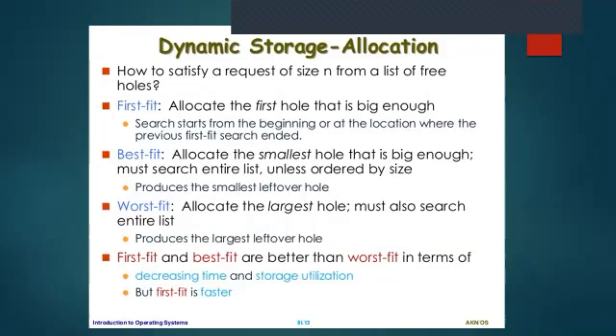Best fit: allocate the smallest hole that is big enough; it must search the entire list unless ordered by size. Best fit produces the smallest leftover hole. Worst fit: allocate the largest hole; it must also search the entire list. It produces the largest leftover hole. First fit and best fit are better than worst fit in terms of decreasing time and storage utilization.